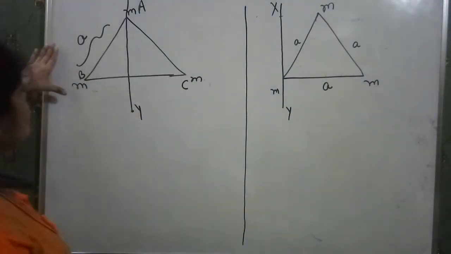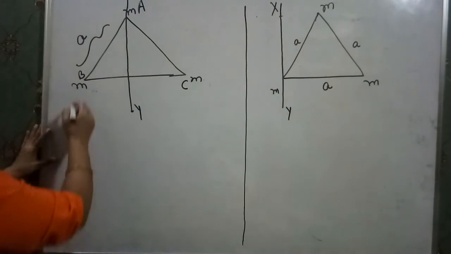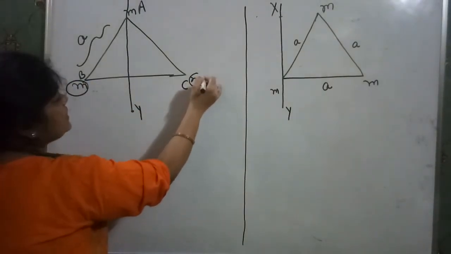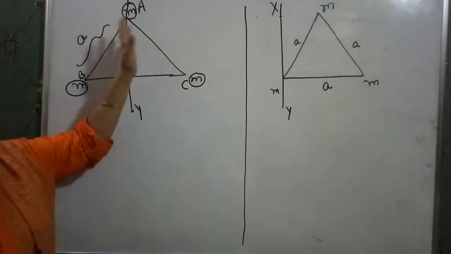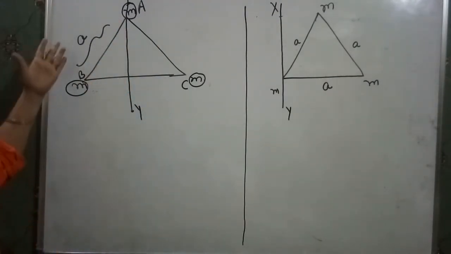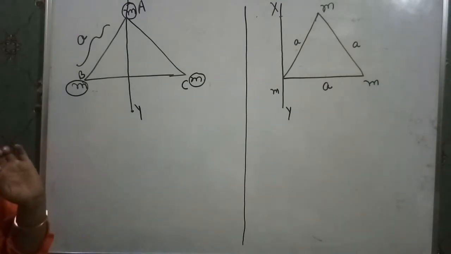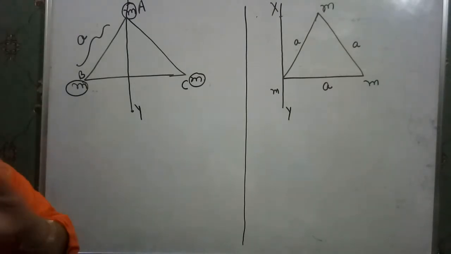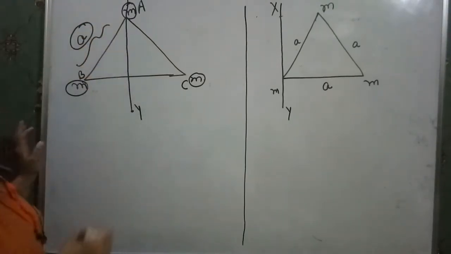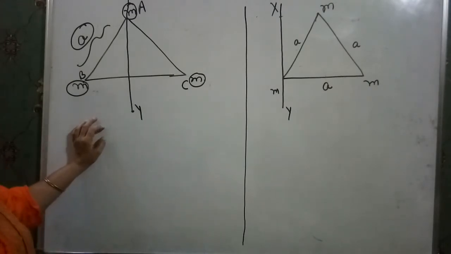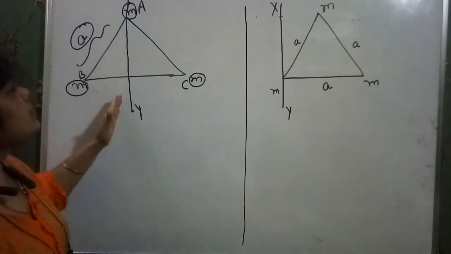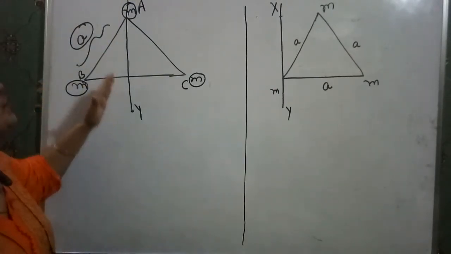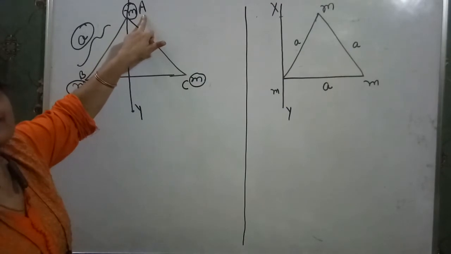So just consider the first case. There are three particles A, B and C having masses m, and they are placed at the three corners of a triangle. For example, the triangle is an equilateral triangle, that means a triangle which has all three sides equal, and let the length of all three sides of the equilateral triangle be a. And now we have to find the moment of inertia where the axis of rotation goes through the altitude, that is, from the point A.